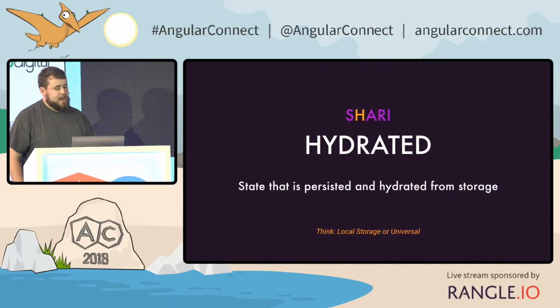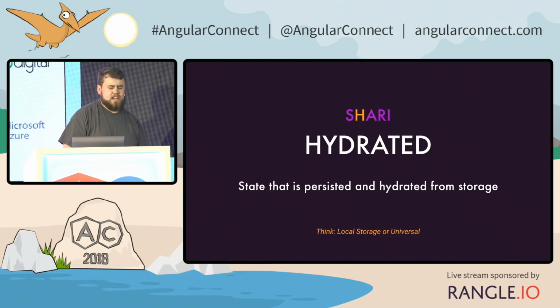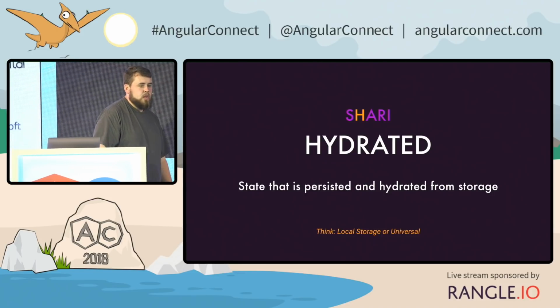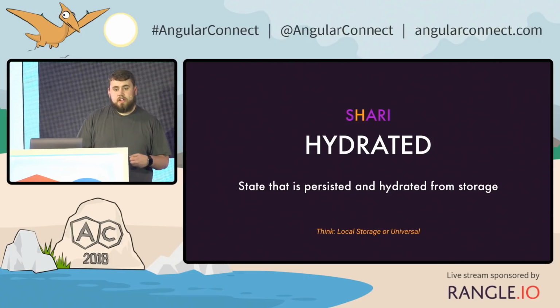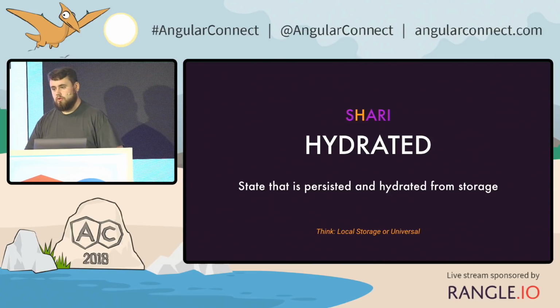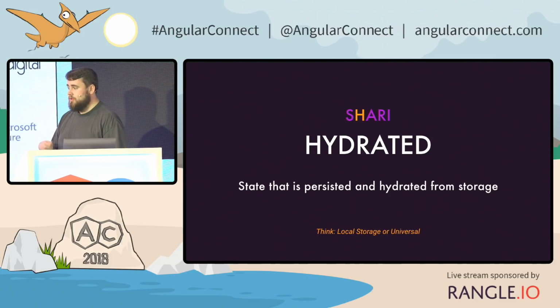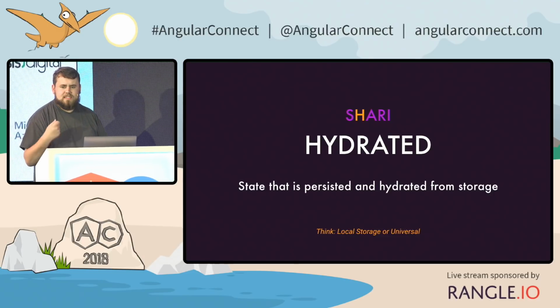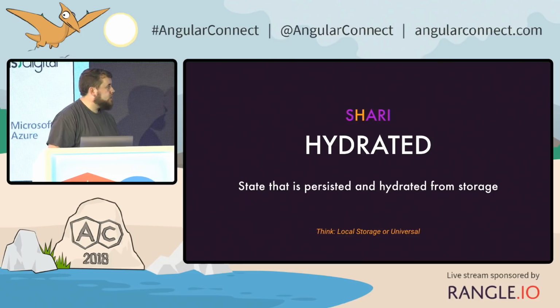The H stands for hydrated, or state that is persisted and hydrated from some kind of storage mechanism. Two examples of this would be local storage or Angular Universal. With local storage, you may want to synchronize some user preferences to local storage, and the next time the user uses the application, you want to rehydrate those from local storage. That's an example of a hydrated state problem.